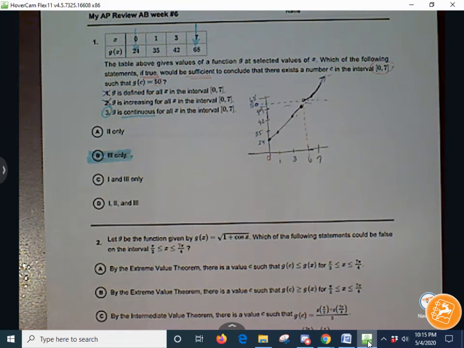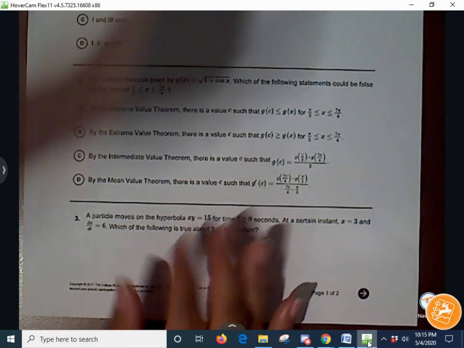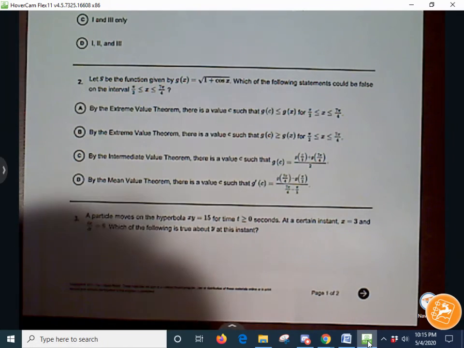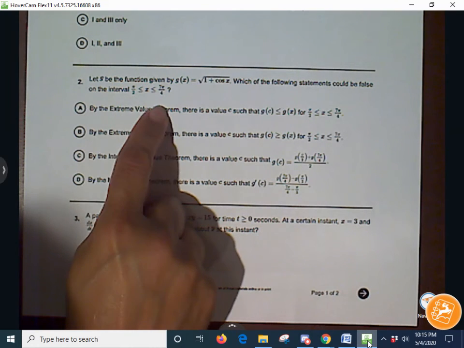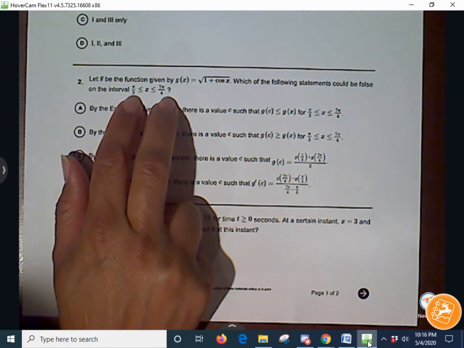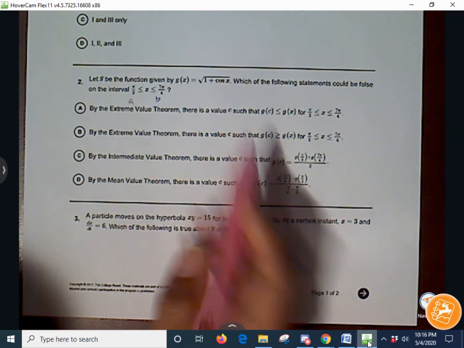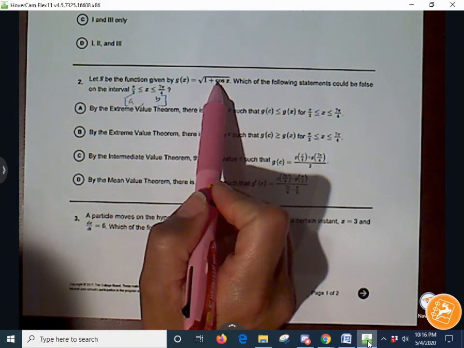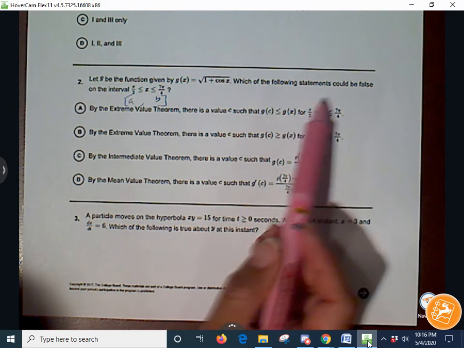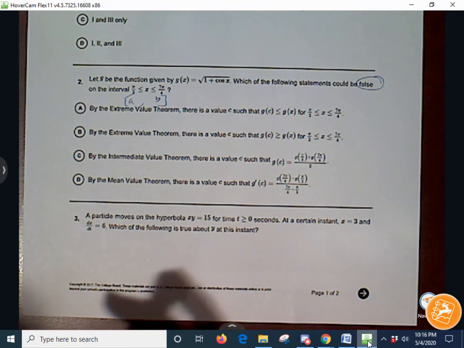All right. The second one says let g be the function given by this expression. Which of the following statements could be false on the interval of this? Okay, so I've got an interval. This is like my A and B, and it's equal to, so that's closed. And here's my function. So now it says which could be false. So I need to remember false. Let's go through each one of these.